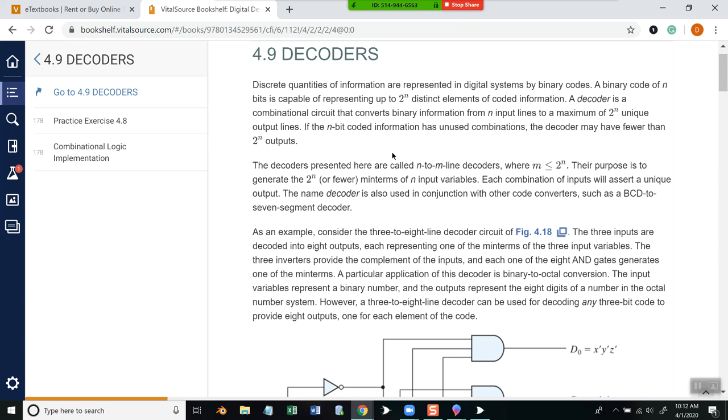The decoders presented here are called n to m line decoders, where m is less than or equal to 2 to the n power. Their purpose is to generate the 2 to the n or fewer minterms of n input variables. Each combination of inputs will assert a unique output. The name decoder is used in conjunction with other code converters, such as BCD to 7-segment decoder.